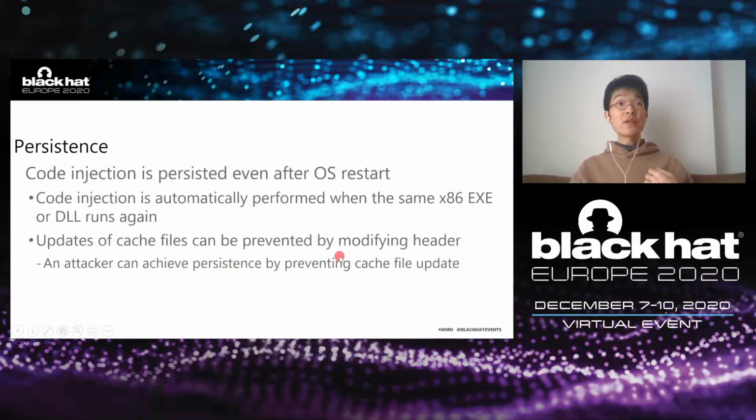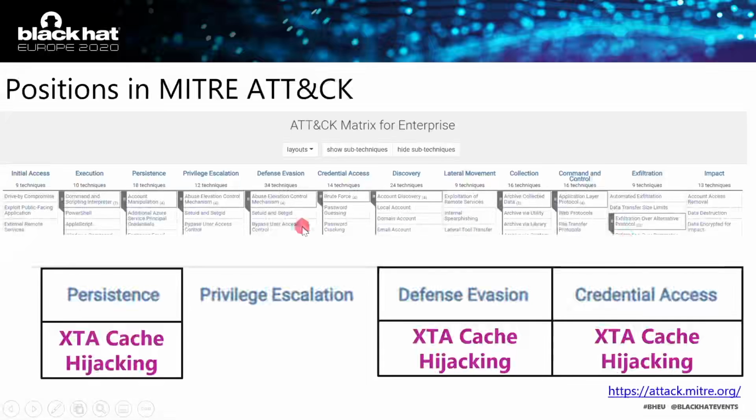And this technique is persisted as an exit cache file. So even after OS restart, the same code is injected into the target process. As I said, updates of the exit cache file can be prevented by modifying the cache file header, so we can achieve persistence by preventing cache file update. When does an attacker use this technique?